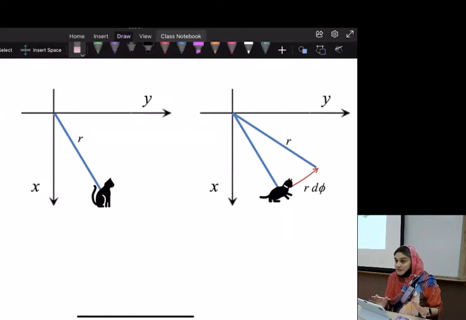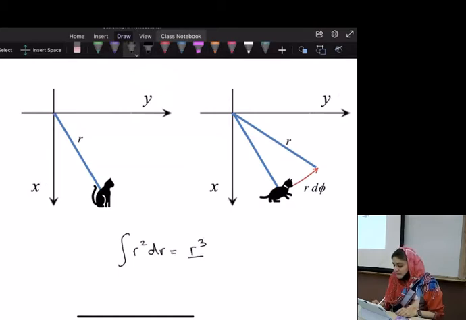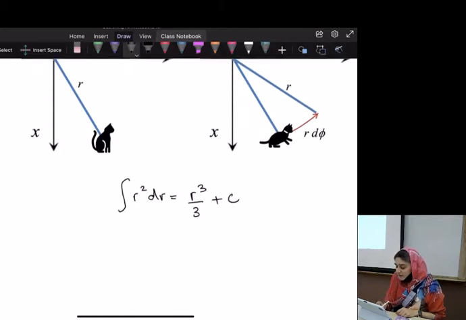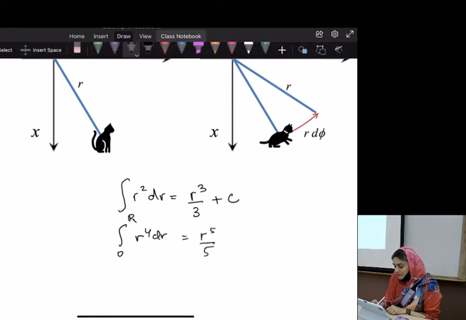Everybody remembers integrations, right? Like this. What is this? Plus a constant. If I do integration 0 to r of r^4 dr, what's the answer? r^5 divided by 5, 0 to r? Yep. Yes? We all remember doing that, correct?